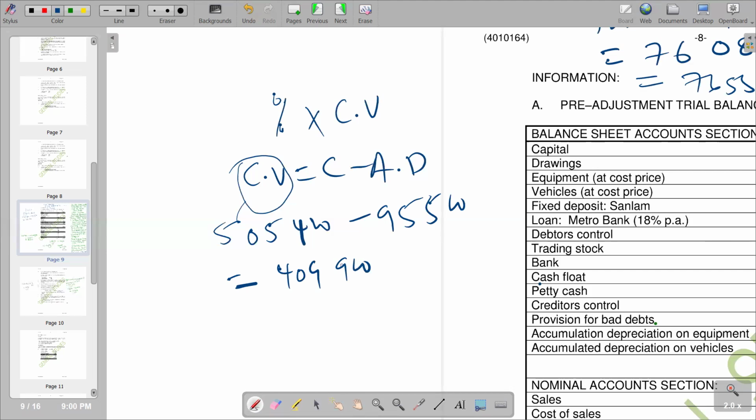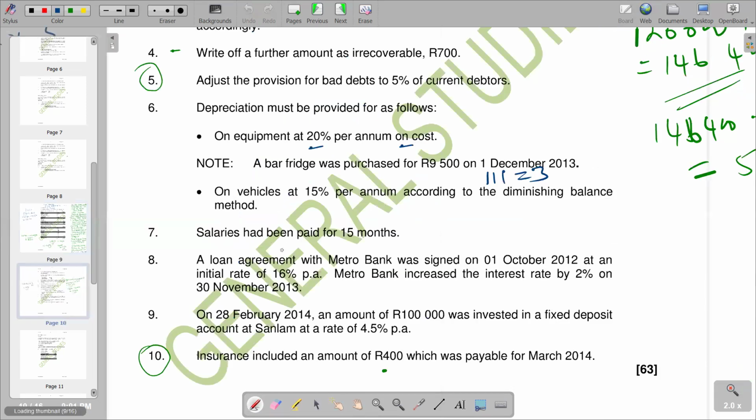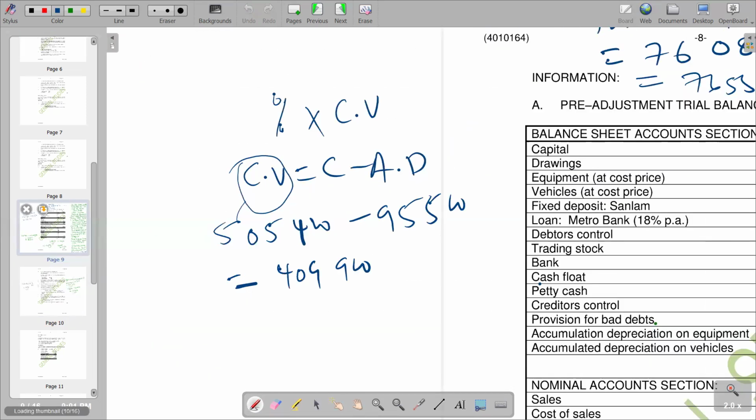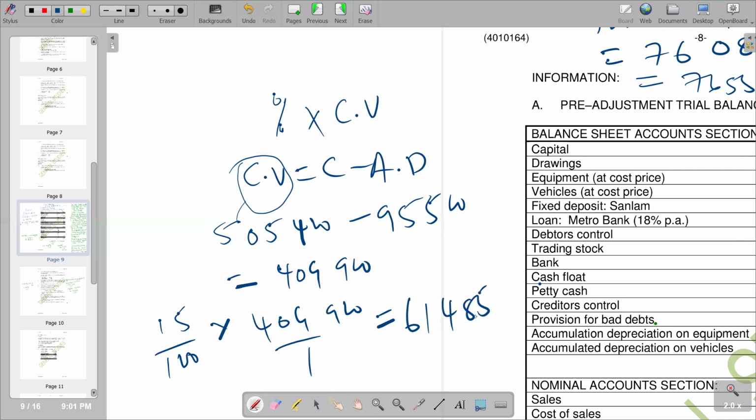409,900. So this is your carrying value, and then you multiply by the rate of depreciation, which you are given as 15% here. So here we say times 15%, which is 15 over 100, multiplied by 409,900. Then obviously the answer that we are going to get is 61,485. So 61,485 is depreciation for our vehicles. So we go and add it now in the income statement to the depreciation for equipment.